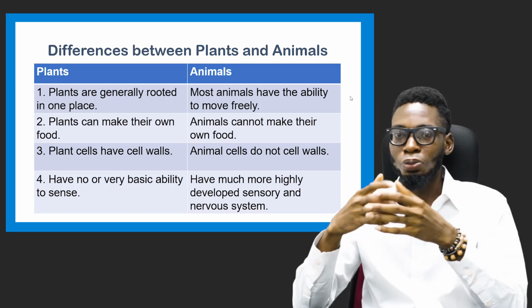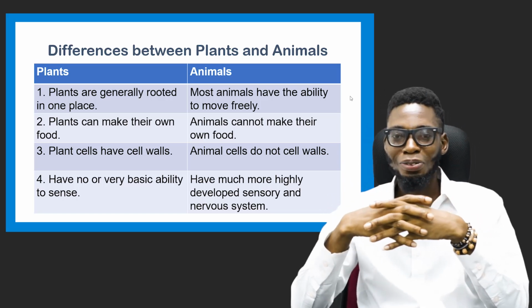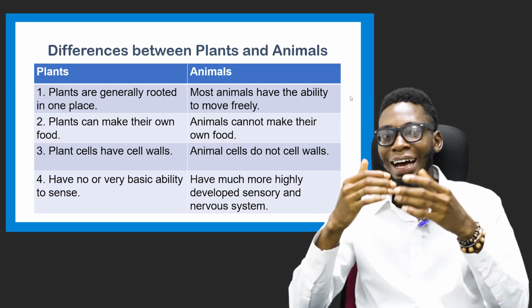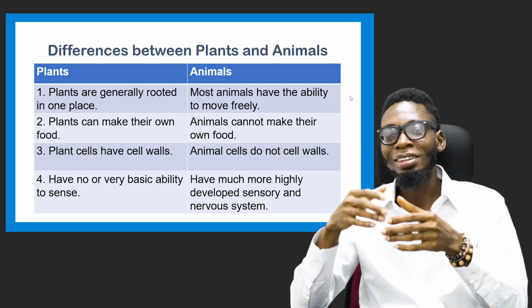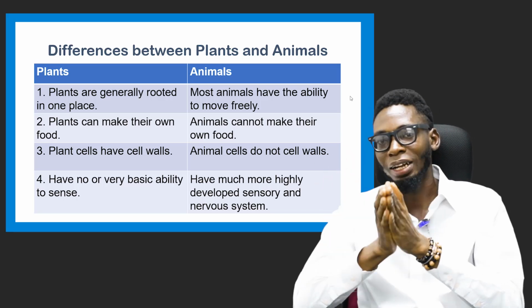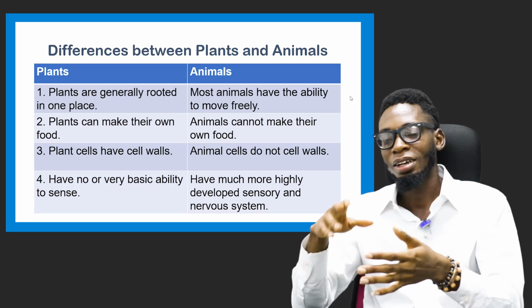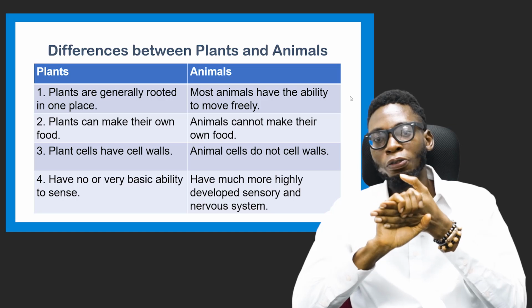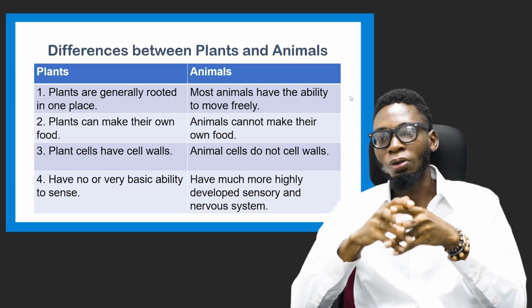What do plants need to produce their own food? Of course, plants will actually need carbon dioxide and water, which are known as inorganic substances. And they also need sunlight. So with carbon dioxide and water, in the presence of sunlight, using chlorophyll, plants can produce their own food.